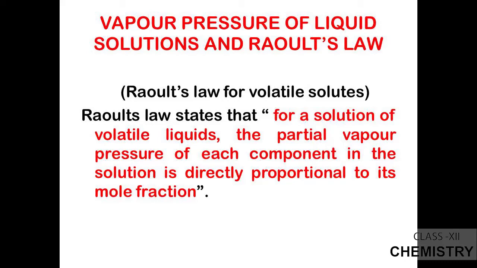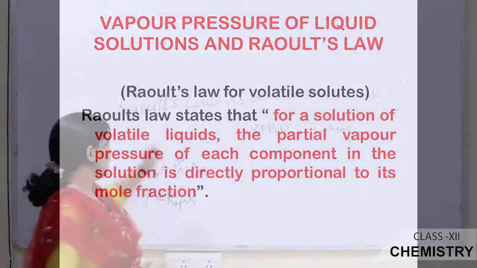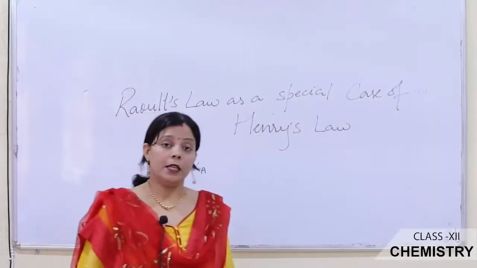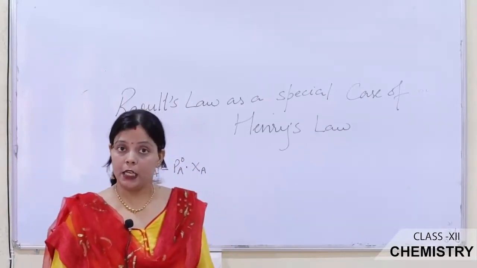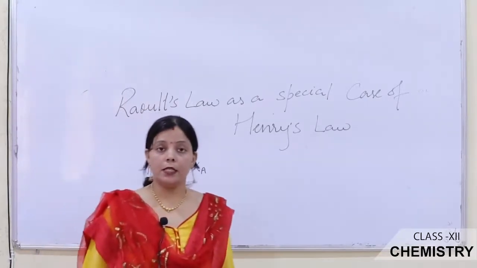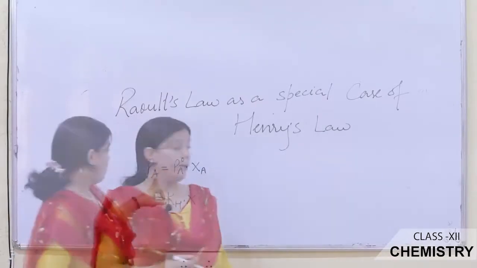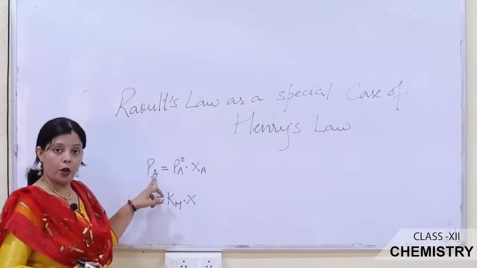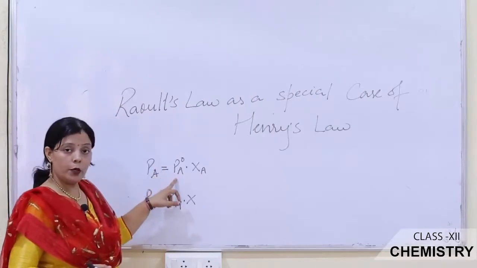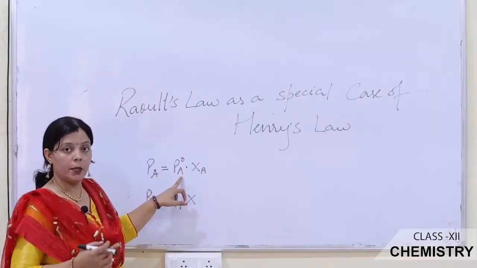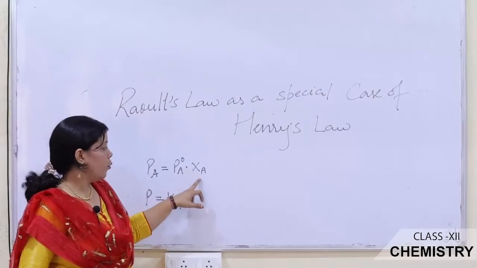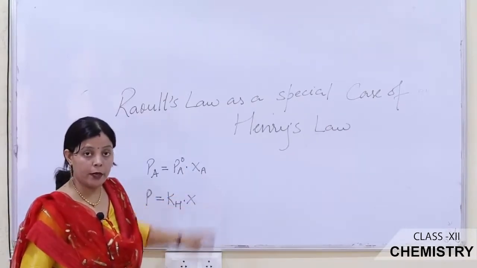Raoult's law for a volatile solute states that for a solution of volatile liquids, the partial vapor pressure of each component in the solution is directly proportional to its mole fraction. It is observed that Raoult's law is a special case of Henry's law. Dear students, according to Raoult's law, the partial vapor pressure of the volatile component is equal to the vapor pressure of the component in the pure state times the mole fraction of the volatile component.